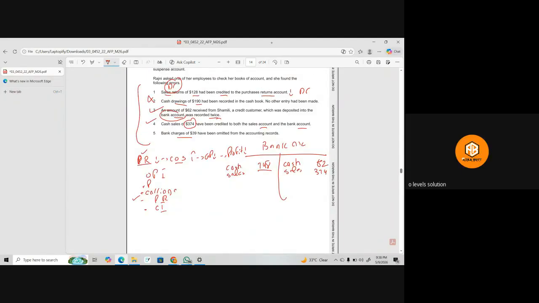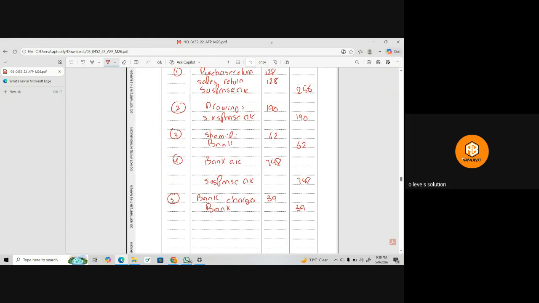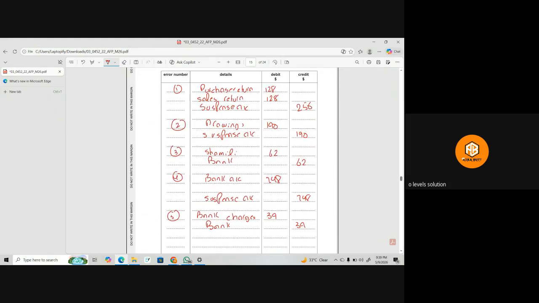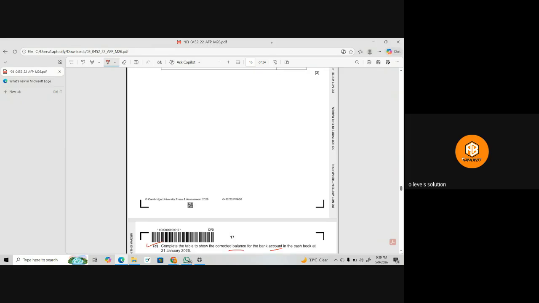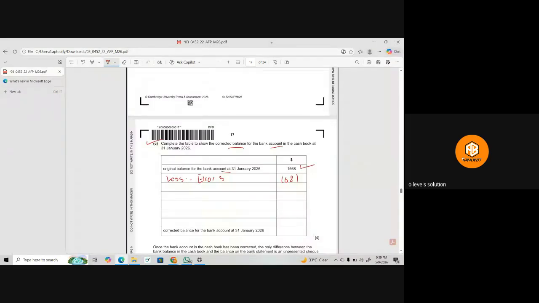Then the cash sales have been credited to both the sales account and the bank account. So basically this, one second, let me just go down. Here we just debited the bank account with 748. So it means that the bank amount will increase. Error 4, 748.